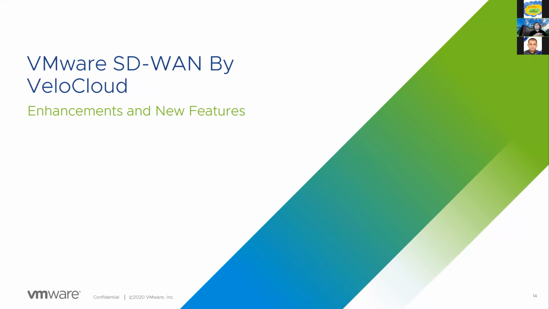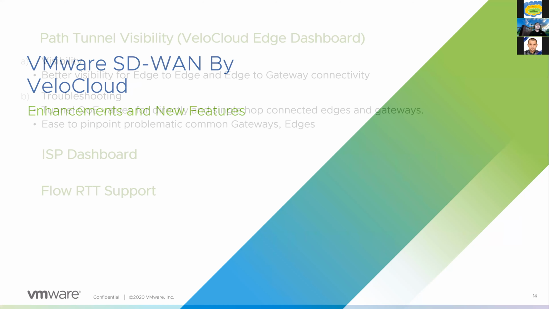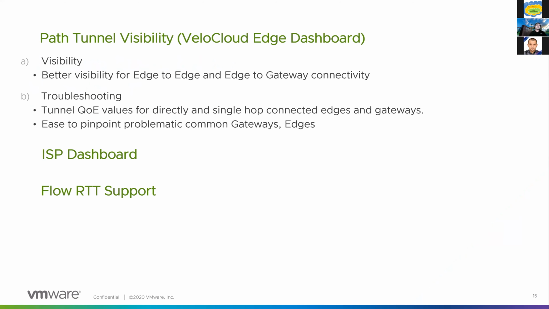So coming to the SD-WAN by VeloCloud or NSX SD-WAN enhancements, which came in Network Insight, there are predominantly three of them, right? So one is the path tunnel visibility. So the SD-WAN dashboard was there, but what was introduced is a new edge dashboard. So edge is one of the components of SD-WAN, and the edge dashboard was something new which was introduced, which provided edge to edge, edge to hub, edge to branch connectivity metrics, and also the tunnel metrics.